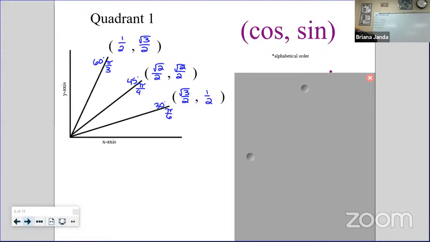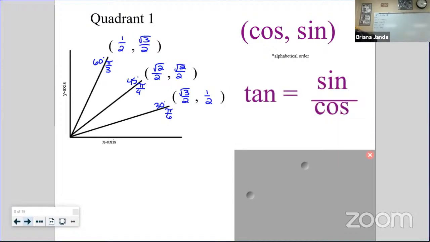And I will say this like a bazillion times in the next 2 weeks: alphabetical order, cosine, comma, sine. Okay. And then the last thing to finish out all of this is, to get all 6 trig functions, you will need to know that tangent is your sine value divided by your cosine value.